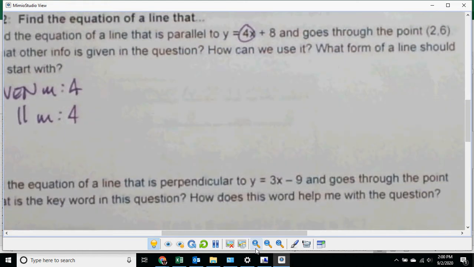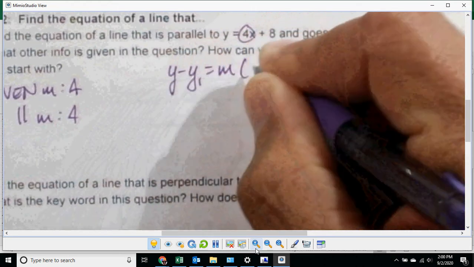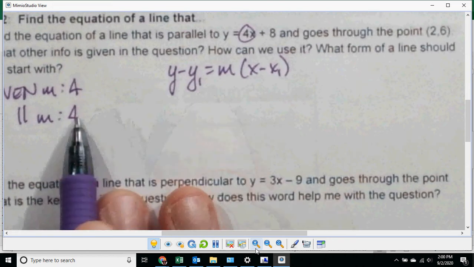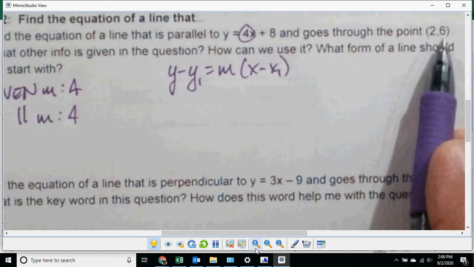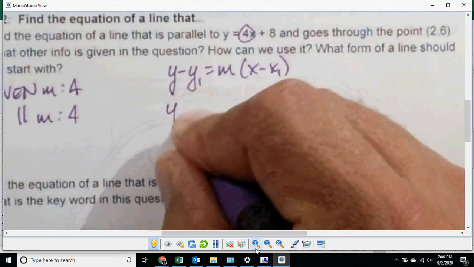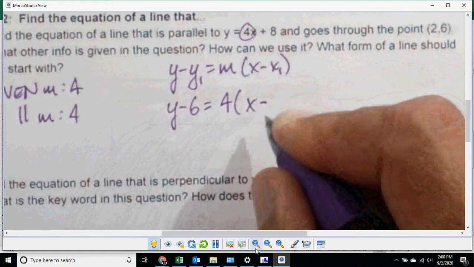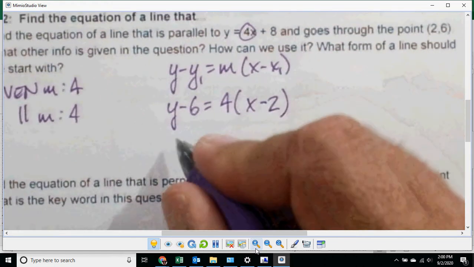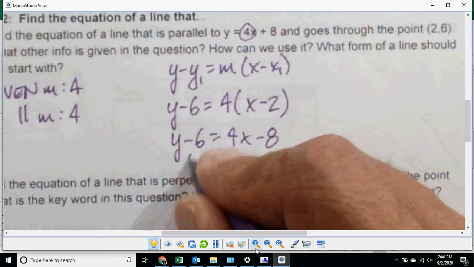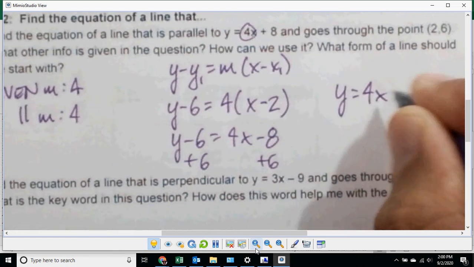So when I plug into my point slope, y minus y1 equals m times x minus x1, my m is going to be 4. Now I want it to go through the point 2, 6, so that's my x1, y1. So it's going to be y minus 6 equals 4 times x minus 2. And we distribute: y minus 6 equals 4x minus 8. And then we add 6 to both sides. I get y equals 4x minus 2.